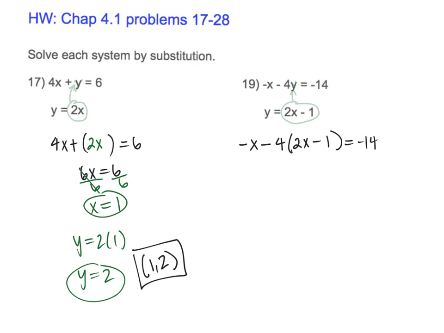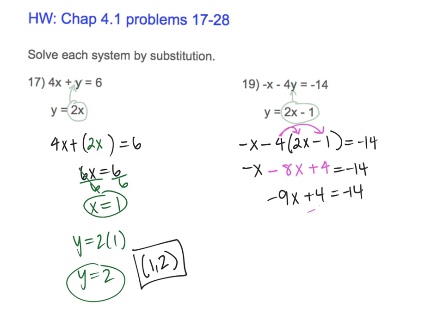On this side, there's a negative x, so I'm just going to bring that down. There is also a negative 4 here, so I need to distribute that because it is in front of a parenthesis. If I distribute, this is negative 8x, and then a positive 4 here, because negative 4 times negative 1 gives you a positive 4, and then I just brought down the negative 14. From here, I'm going to combine like terms. These two are both x's, so that's a negative 1, that's a negative 8. If I combine them, that is a negative 9x. Bring down the 4, bring down the negative 14.